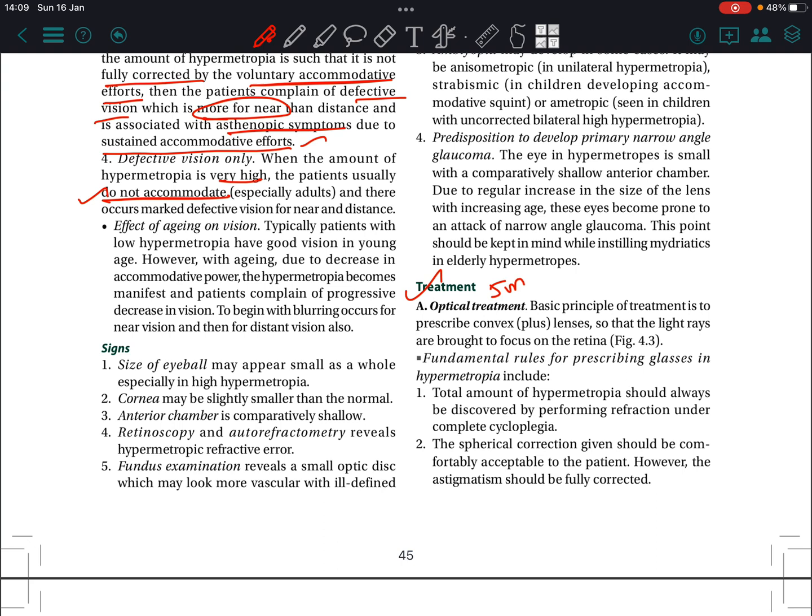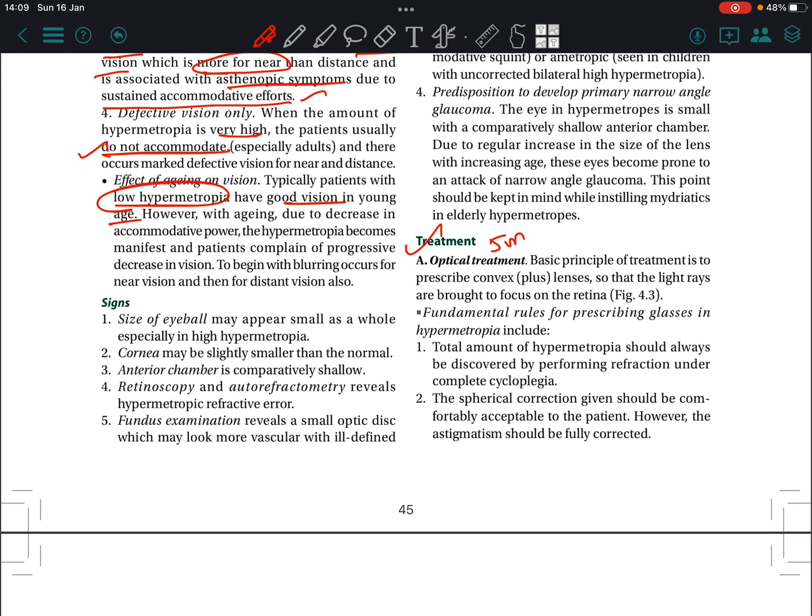Effect of age on vision. Typically, patients with low hypermetropia have good vision in young age. However, with aging, due to decrease in accommodative power, the hypermetropia becomes manifest and the patient complains of progressive decrease in vision. To begin with, blurring occurs for near vision, then for distant vision also.